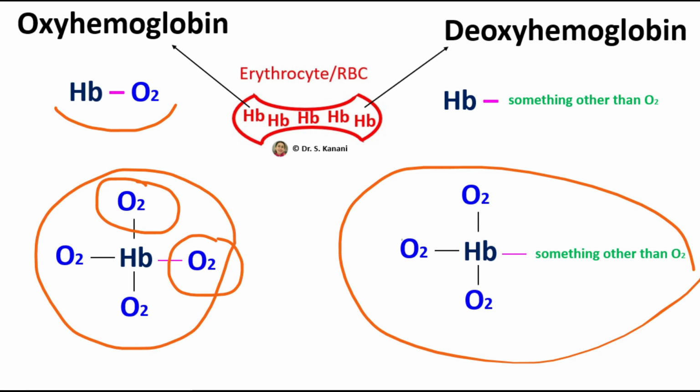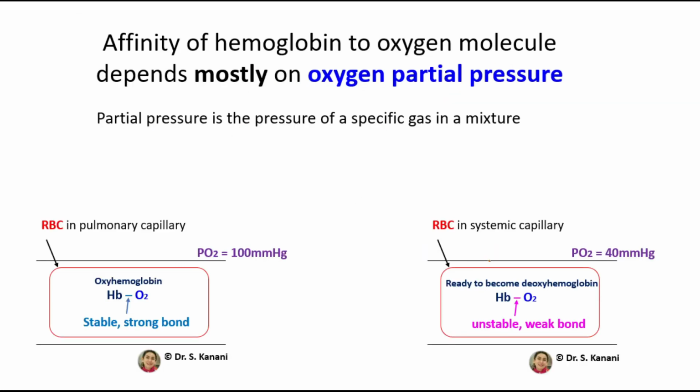So if we have 3 oxygen molecules attached to hemoglobin, something else must be attached to hemoglobin in order to stabilize this compound. And in deoxyhemoglobin, we're trying to figure out what are those things that could bind to hemoglobin and convince hemoglobin to break its bond with oxygen and release oxygen to the tissue?